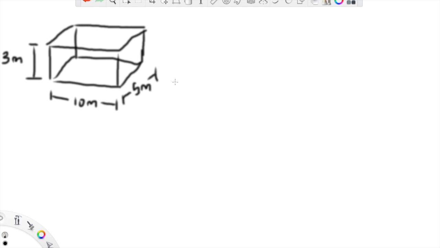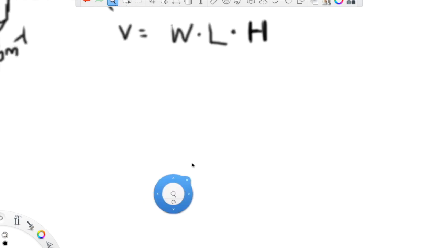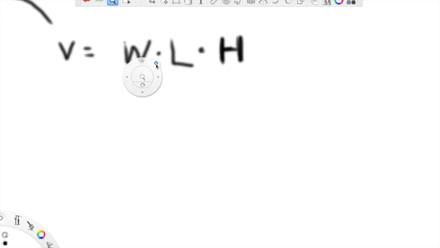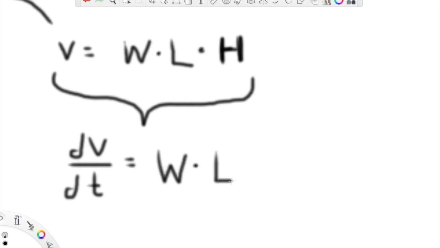So first we need to know the volume of this pool, which is volume equal to width times length times height. And if we derive or differentiate this formula, then we will get another formula which is related to time. So we will get dV/dt, which is equal to width times length times dh/dt.